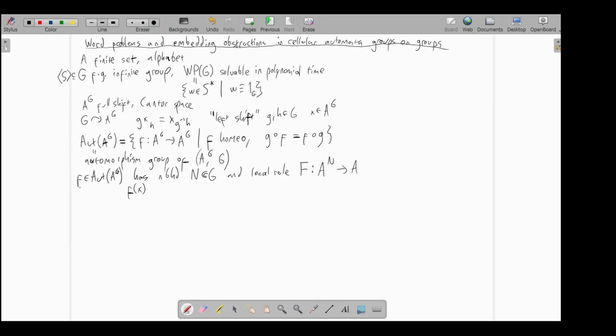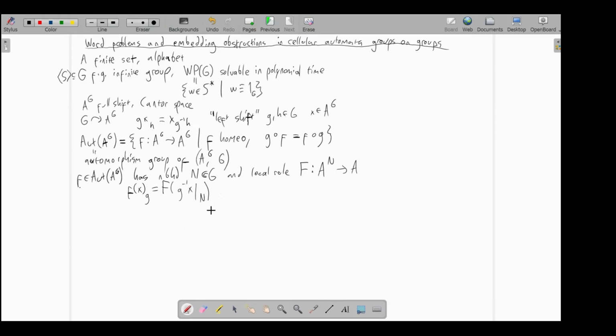So F of X, if X is in A to the G, then the new symbol at G would be just uppercase F applied to the contents of G uppercase N. Now the problem is, of course, that X at GN is a pattern on GN, which is a little complicated, especially if the group has torsion. So more properly, I should write G to the -1 X restricted to N. So you translate the position G to the identity, and then you read the symbols at N.